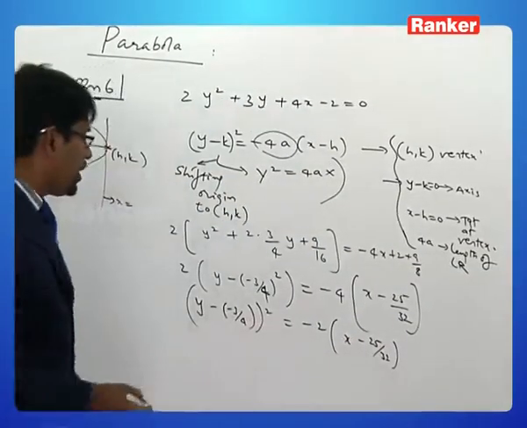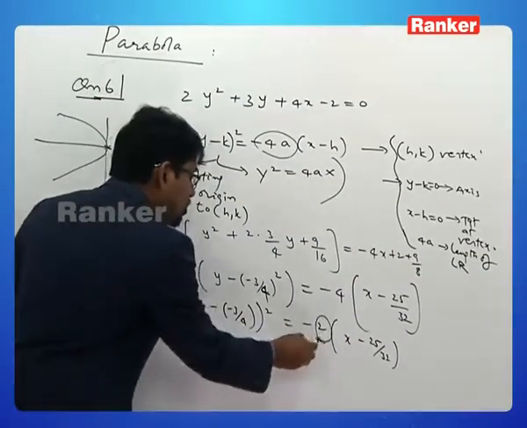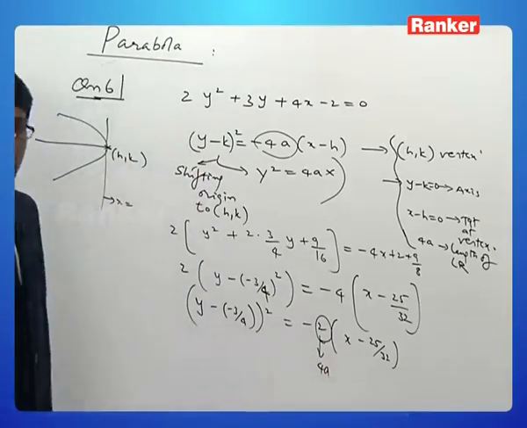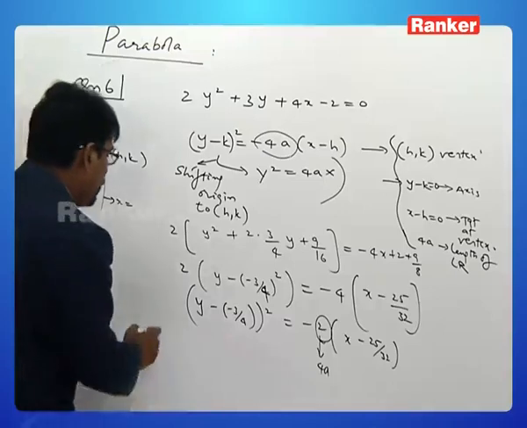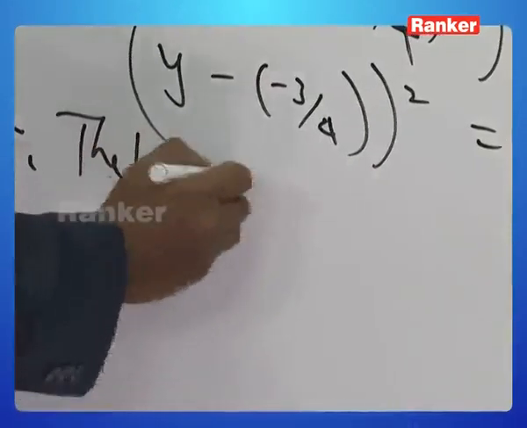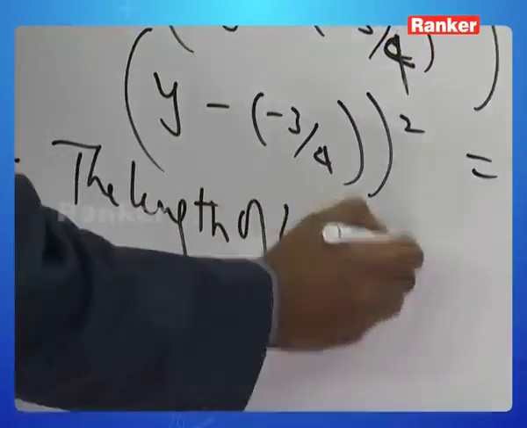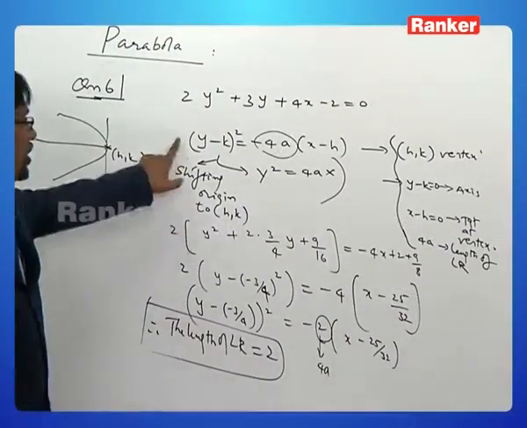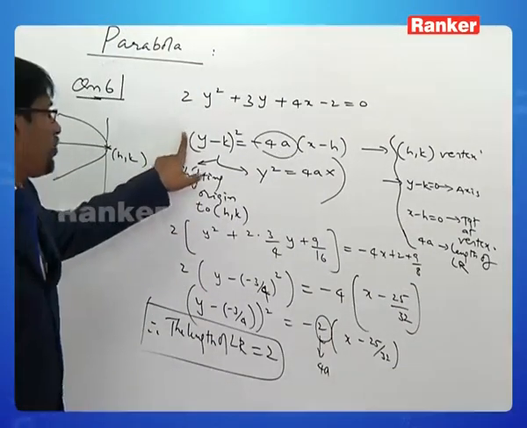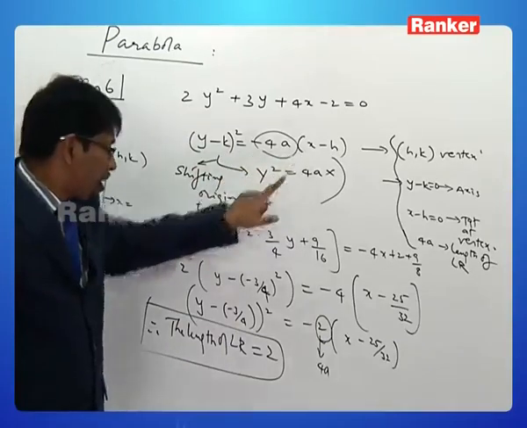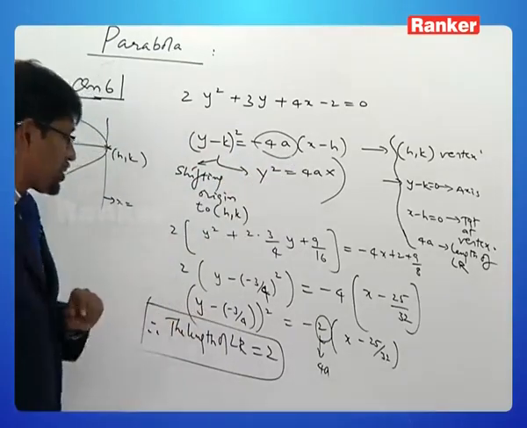So what do you have here? Instead of 4a, we have 2. This is acting as 4a, and that is 2 here. Therefore, the length of latus rectum is 2 units. So what is it we have done? We tried to match it up with this standard form (y minus k) whole square is equal to minus 4a into (x minus h), and we brought it in this.